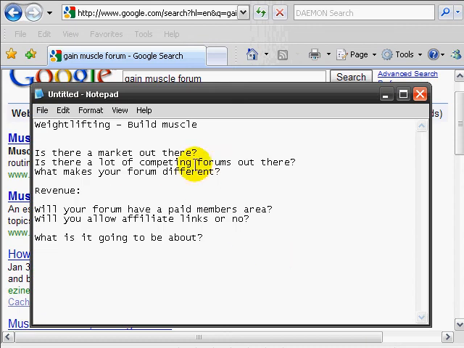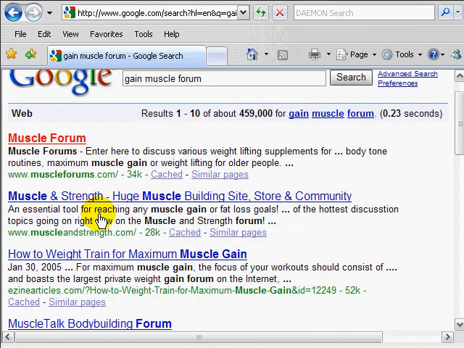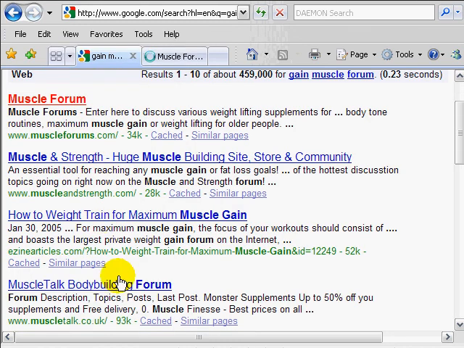So that's something that's good to know. So is there a market out there? Yes. Is there a lot of competing forums out there? Well, there's always going to be a lot of competing forums out there. What makes it different? If I go to these different forums and just check it out and see what they're all about, and then I can list out what they focus on, then maybe that'll give me an idea of what I can focus on as well.